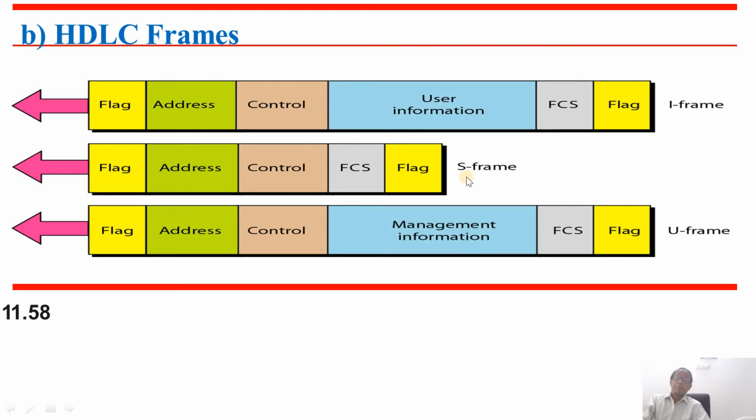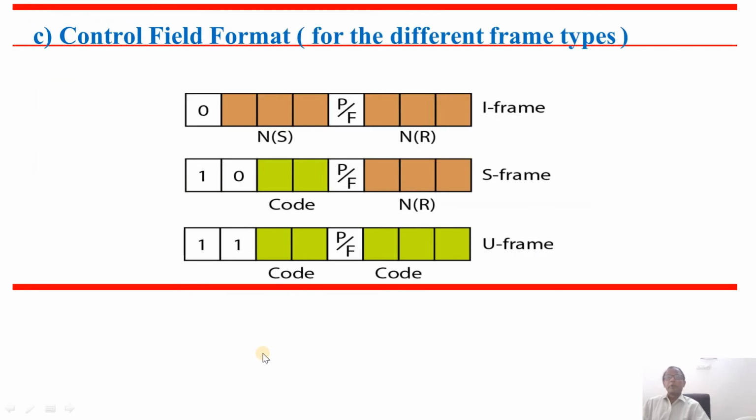And the S frame. This S frame also consists of flag field, address field, control field, frame check sequence, and flag field. The U frame consists of flag field, address field, control field, management information, FCS, and flag field. One by one, we are going to see what the control field formats are.